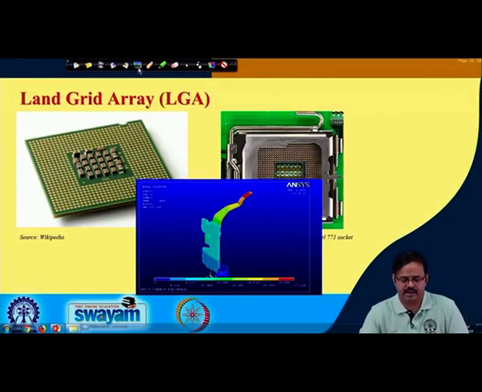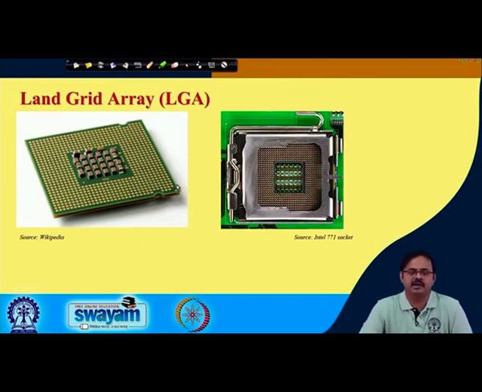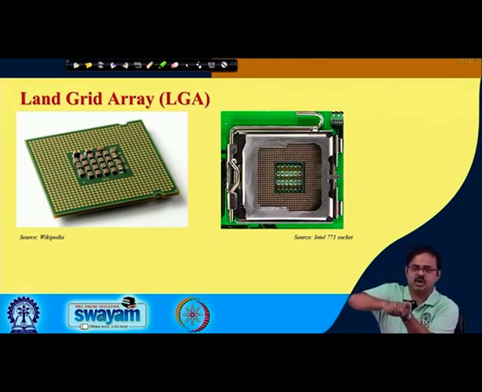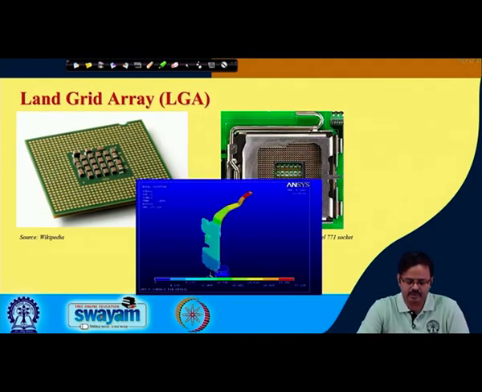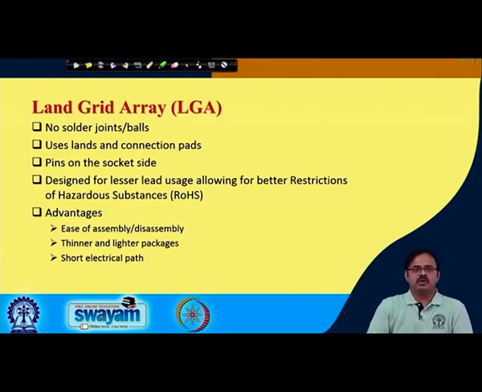So, let us go back and again take a look at these two pictures and see what we just talked about. And here now you see this lever, there is a kind of a cover at the top. So, this lever leads to the loading force. As you pull it down, the package is pressed against the socket and the connections are made. Okay. All right. So, what you see is no solder joints or balls, uses lands and connection pads. The pins or the lands are on the socket side.